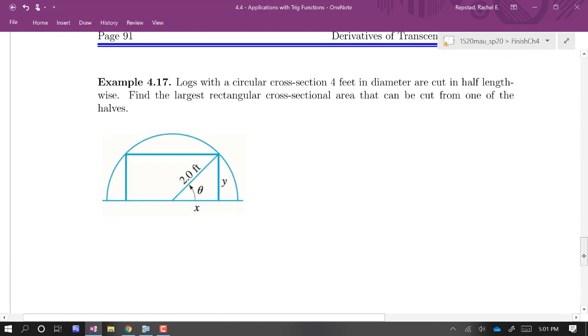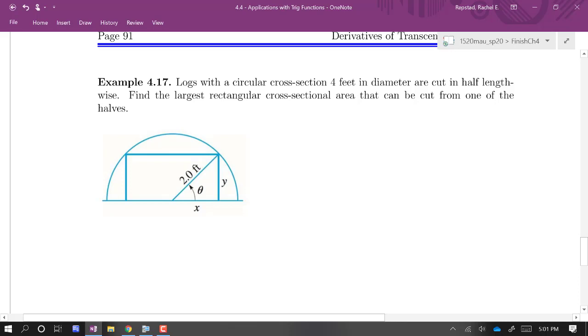Okay, let's do one more. Here we've got logs with a circular cross-section 4 feet in diameter are cut in half lengthwise. So after they're cut in half, it looks like right here we're looking at the butt end of that log. We're going to find the largest rectangular cross-sectional area that can be cut from one of the halves.